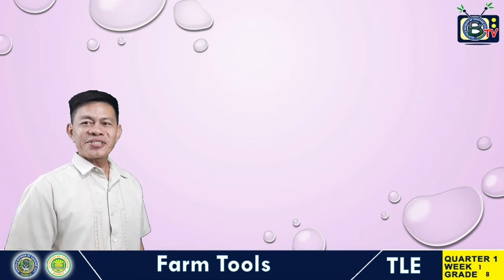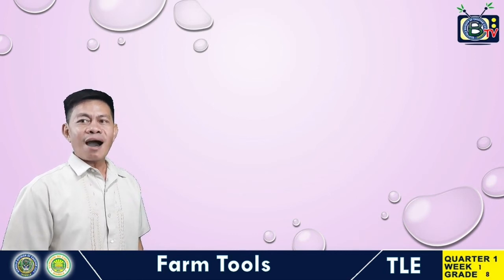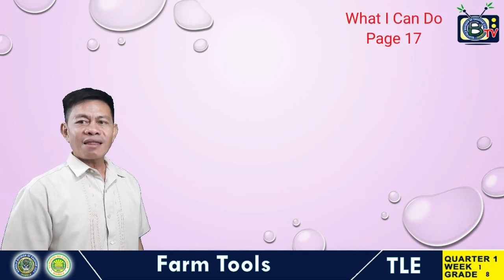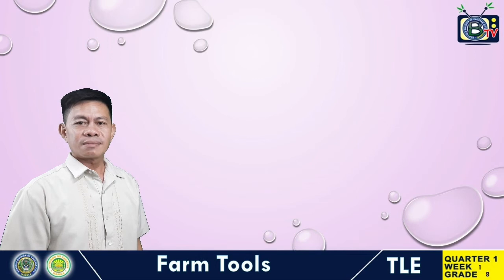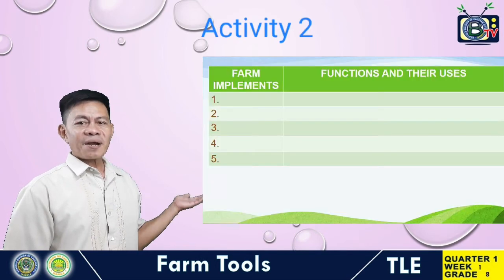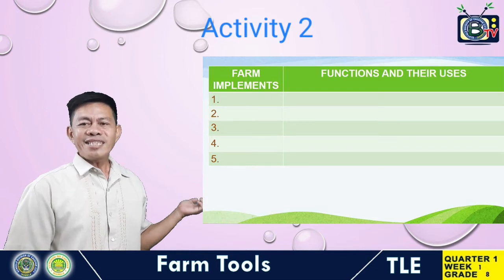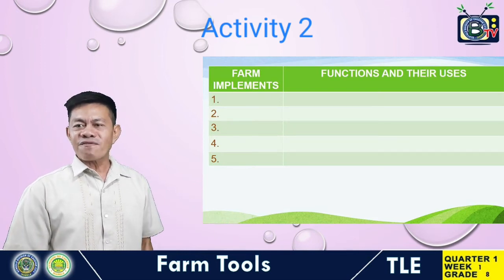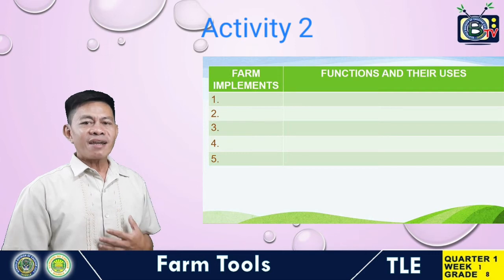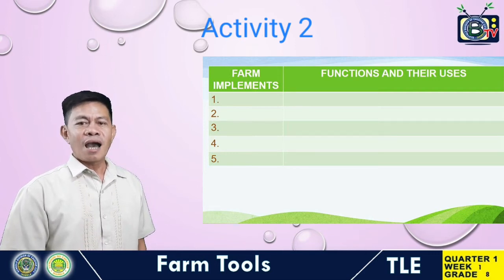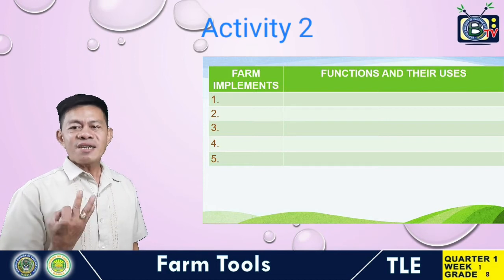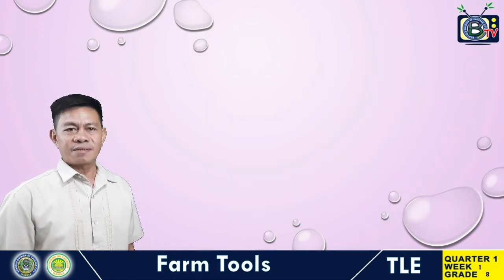For you to understand more our lesson, answer activity number 2, page 17, under What I Can Do. This is your activity. List farm implements in the first column and write the functions and uses in the second column. I will give you 3 minutes to do the activity.